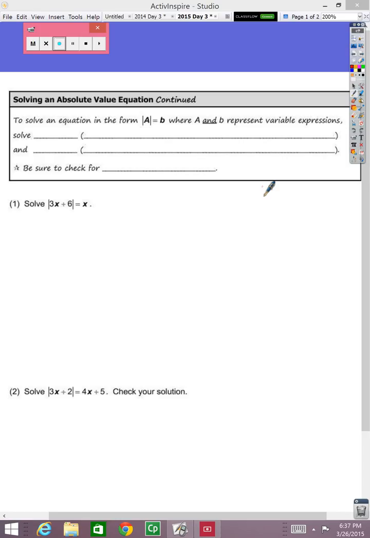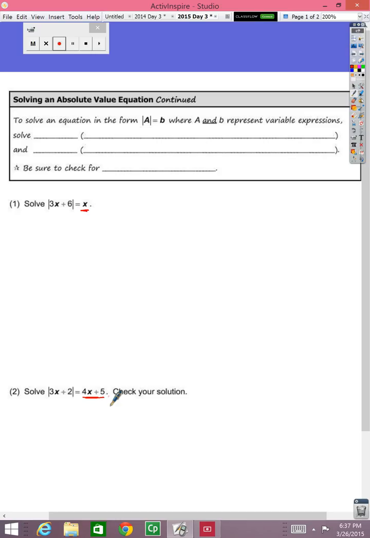At the top of the page, you can see the notes are solving an absolute value equation continued. These notes are going to be just like the day one notes. If you do just scroll through and look at the page, both front and back, you can see what's different is that the b value is now a variable expression.